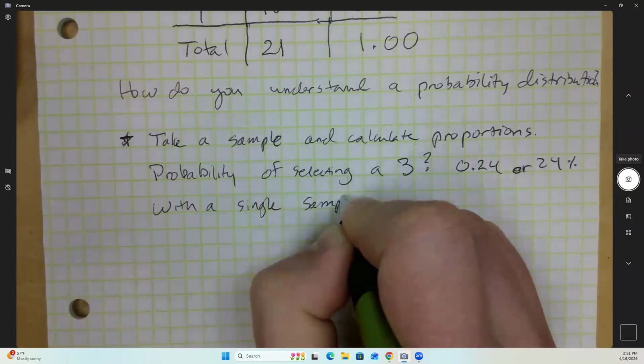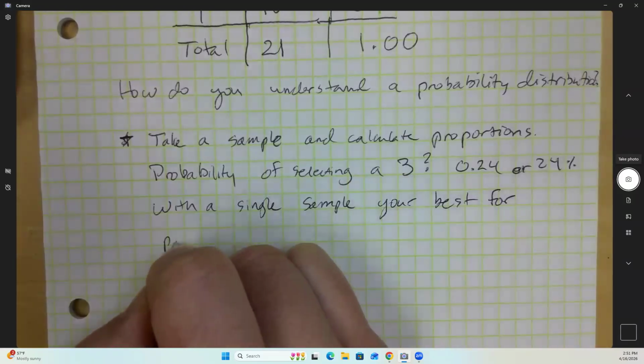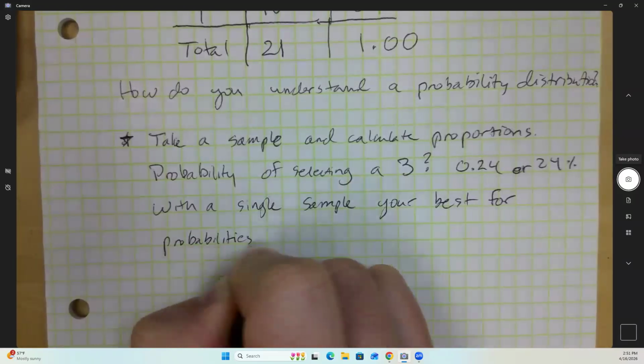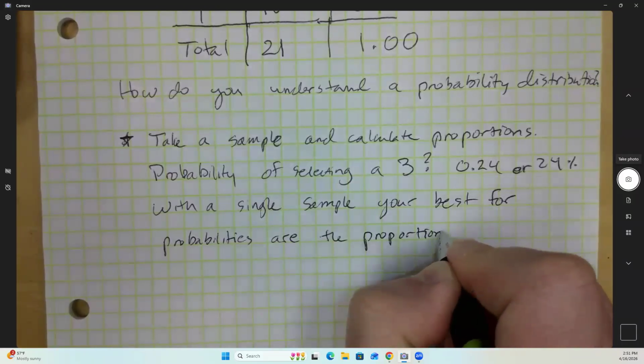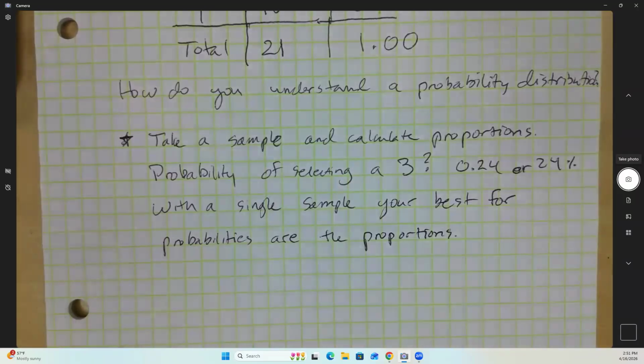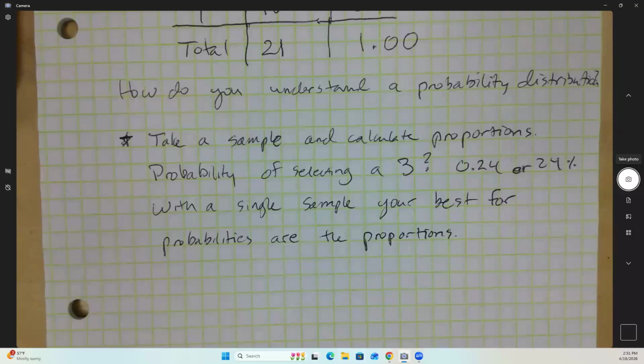With a single sample, your best guess for probabilities are the proportions. But those are probably not going to be very great guesses, especially if we only have 21 observations. Now, if we kept picking cards for the full class period and ended up with 300 observations, then our proportions might be fairly accurate. But with just 21 observations, that's really not enough data to fully understand at least a discrete probability distribution.